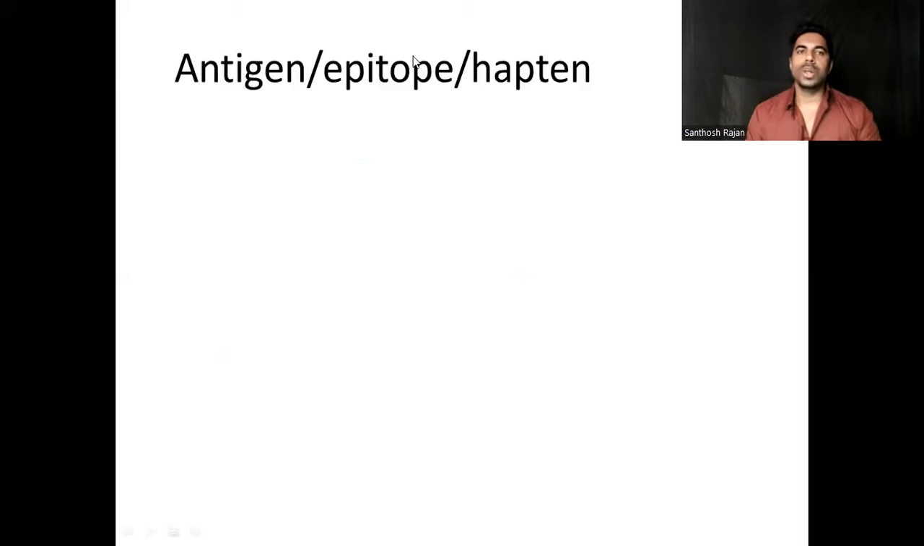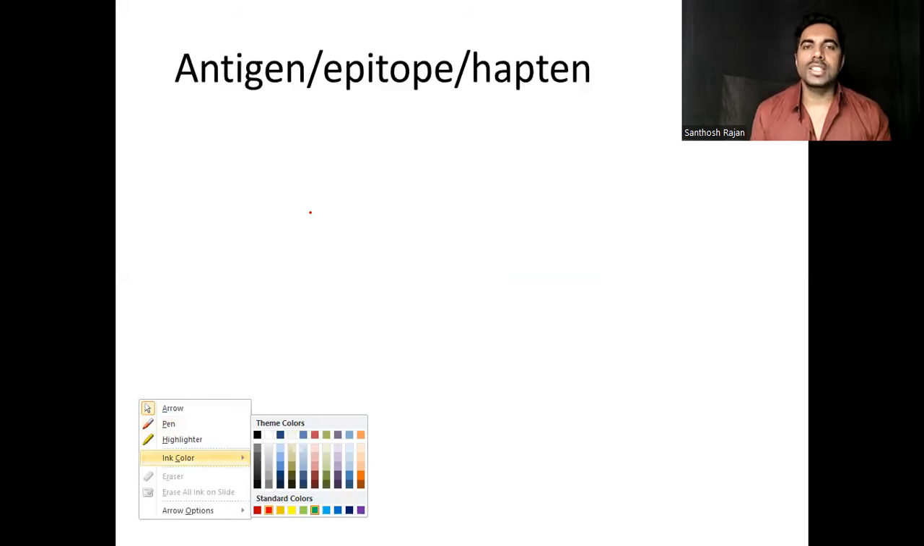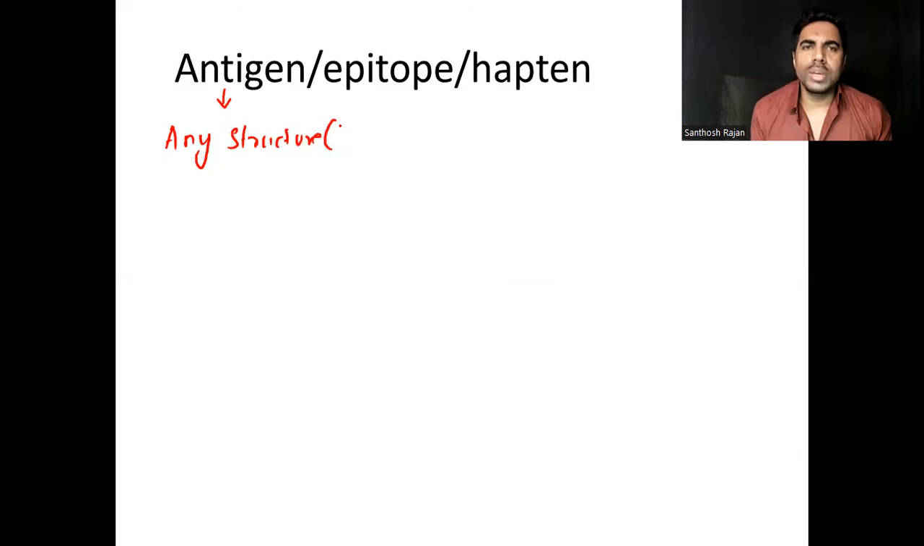Okay, that's it. Now, what about the antigen? This is another very, very important topic. You're not going to miss this. Yes, antigen, epitope, hapten, all are important. Antigen means any foreign structure. It could be anything. It could be a bacteria, it could be a virus from outside, or any substance, any pollen or any dust, anything that enters into our body.